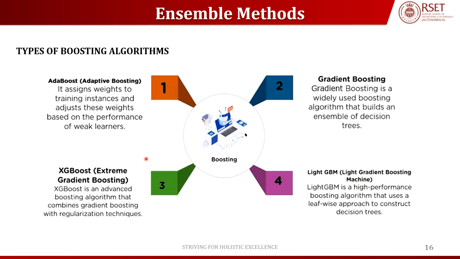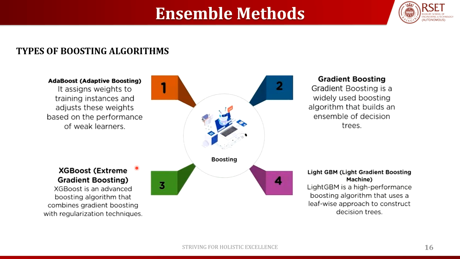So next concept is about boosting. So these are the different types of boosting algorithms. First we have AdaBoost, which stands for adaptive boosting, and this algorithm assigns weights to the individual training examples and adjusts them based on the performance of each weak learner, forcing the model to focus on the points it gets wrong. And next is gradient boosting, which is a widely used algorithm that builds an ensemble of decision trees, and it works by sequentially adding predictors that correct the errors of the previous models.